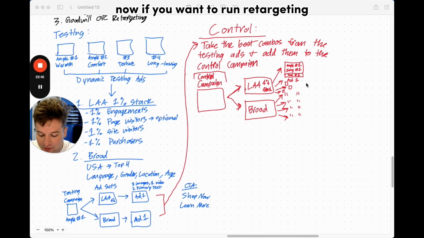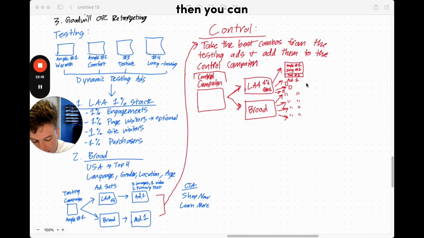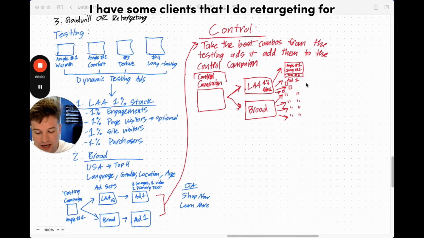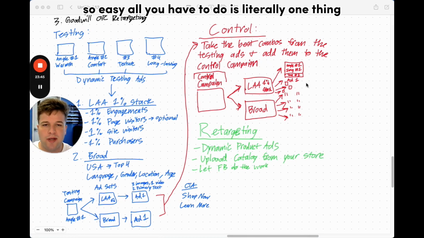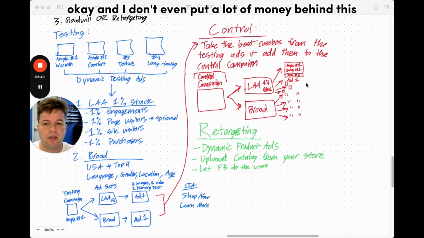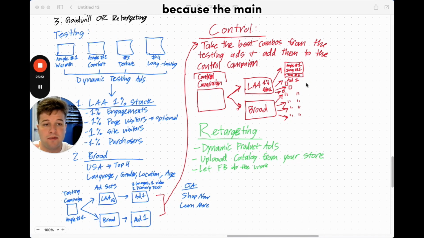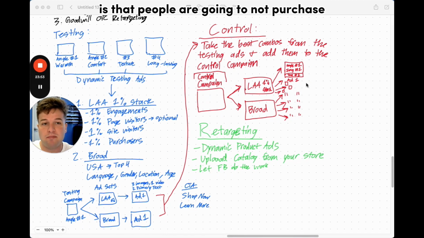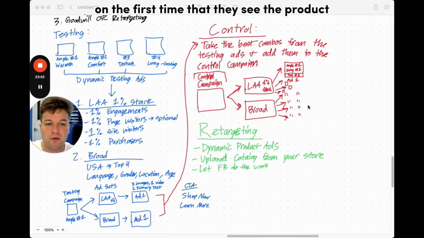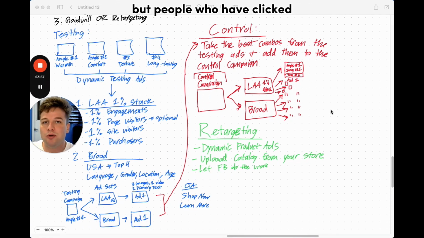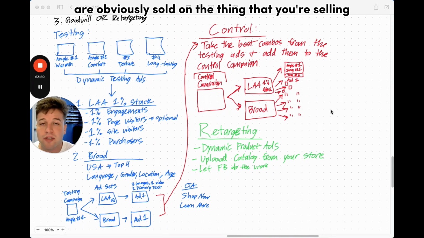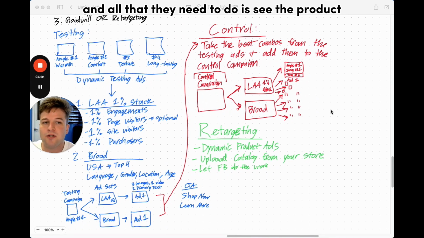Now, if you want to run retargeting, then you can. And like I said, I have some clients that I do retargeting for. These are super simple, so easy. All you have to do is literally one thing, and it lasts forever, okay? And I don't even put a lot of money behind this, because the main reason for this is that people are going to not purchase on the first time that they see the product. But people who have clicked are obviously sold on the thing that you're selling, and all that they need to do is see the product.